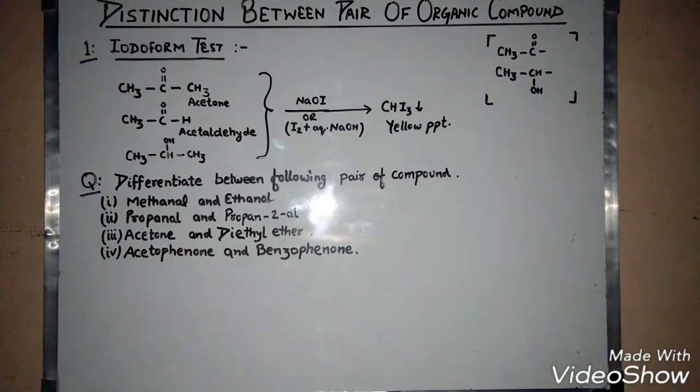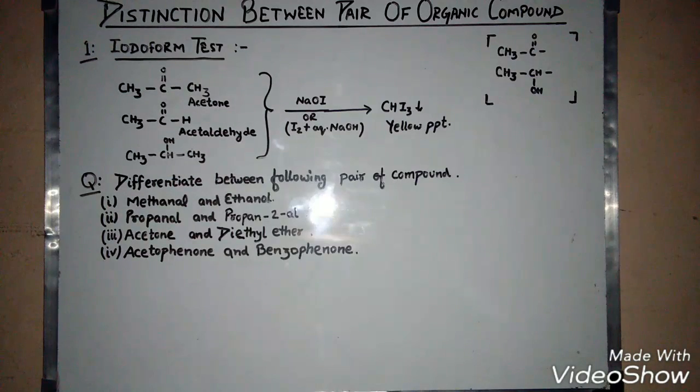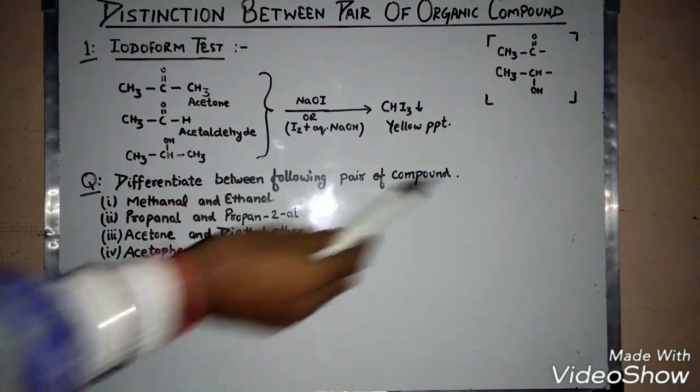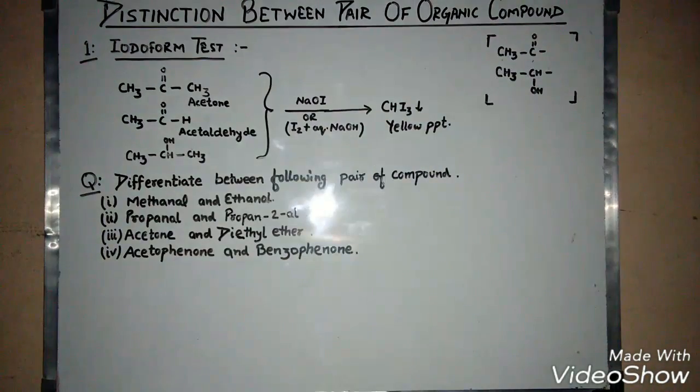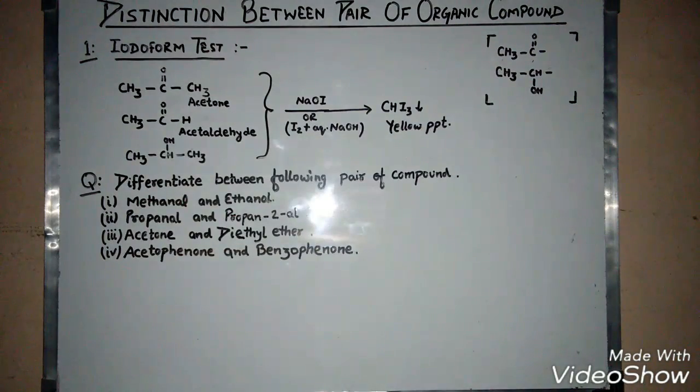In this video tutorial, we will learn some tests to distinguish between pair of organic compounds. The question from this topic carry 2 to 3 marks weightage in CBSE board examination paper. First is iodoform test. Only those compounds having either CH3CO group, that is methyl ketone group, or CH3CHOH groups give this test.